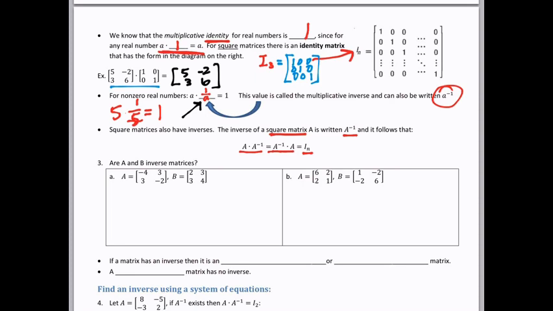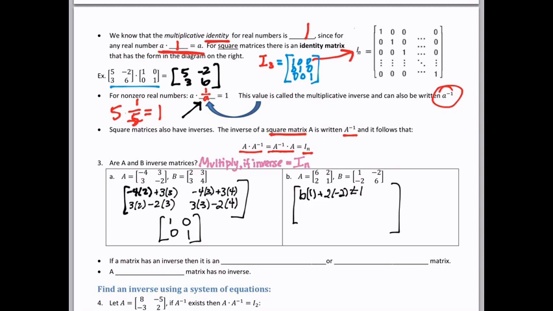So I want you guys to try out these examples, number 3, A and B, and we're trying to figure out if these are inverse matrices. Okay, and to do that, you are just going to multiply the two matrices. And hopefully, if they're inverses, we will get the identity matrix. Alright, so give it a try. You can pause this video. I will put the answers up and double check if what you got is right.